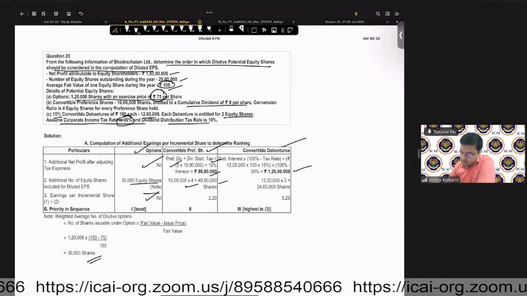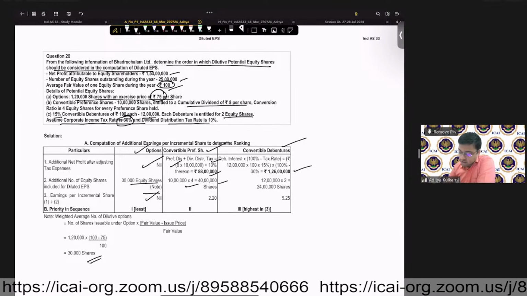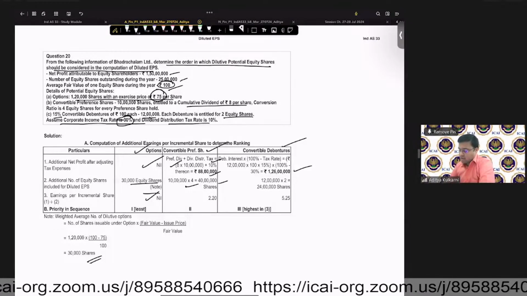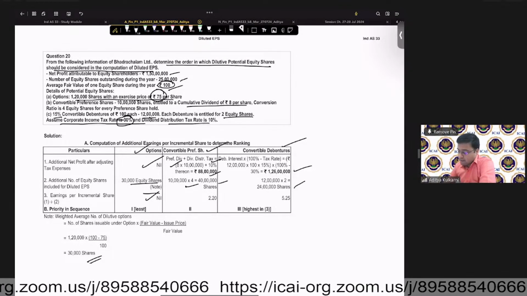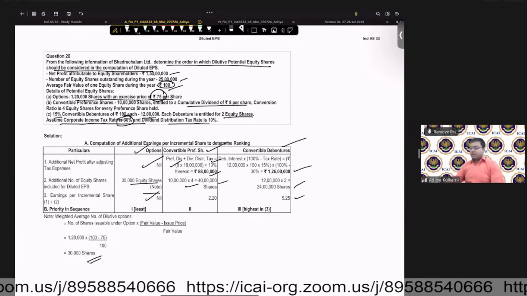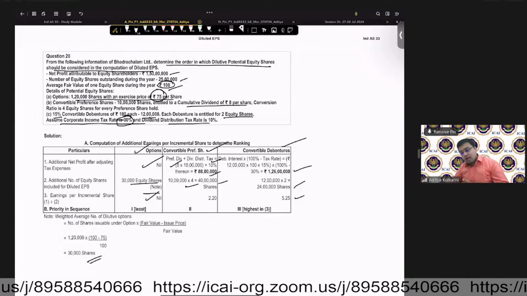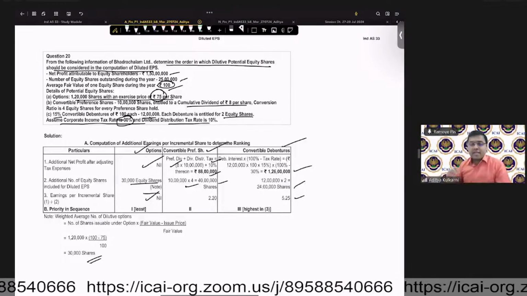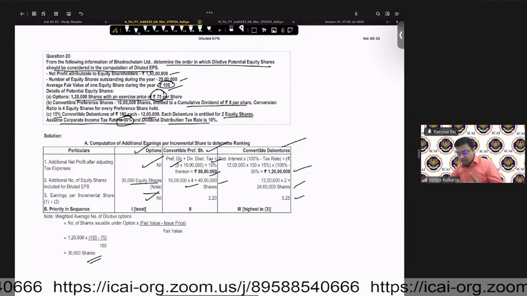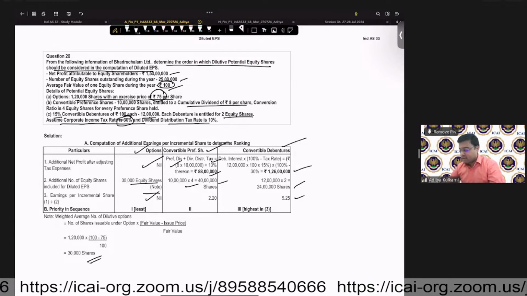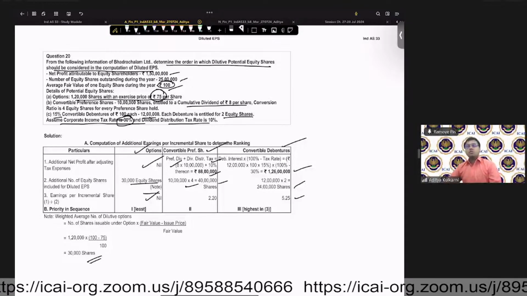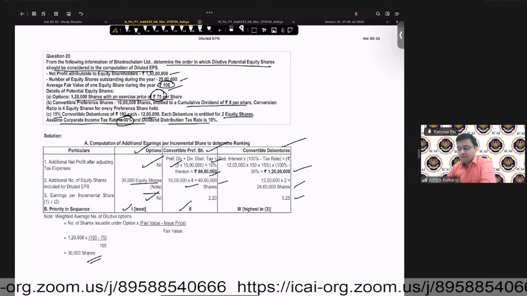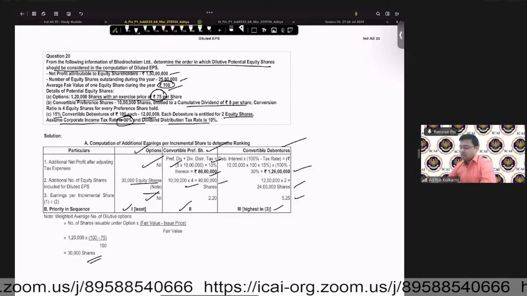And each debenture is convertible into two shares. So 12 lakh into 2, 24 lakhs. So 1.26 crore by 24 lakhs comes to 5.25. So what is your priority for calculation of dilution impact? We start with the least earnings per incremental share, and we move to the highest. So whenever you want to do the dilution, you first proceed with options, then you move on, in this case, to convertible preference shares, and finally you move on to convertible debentures.